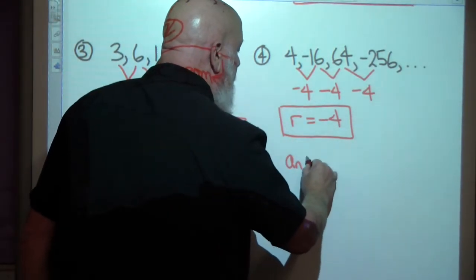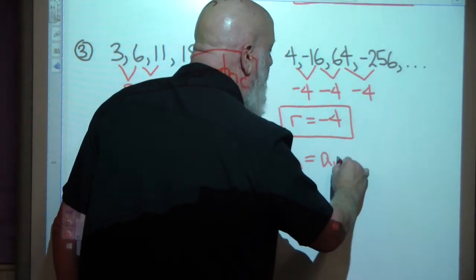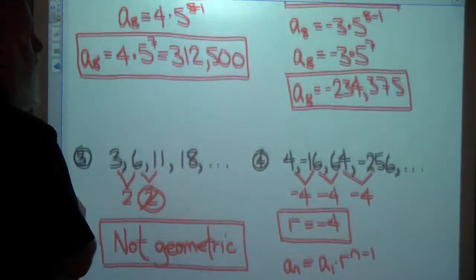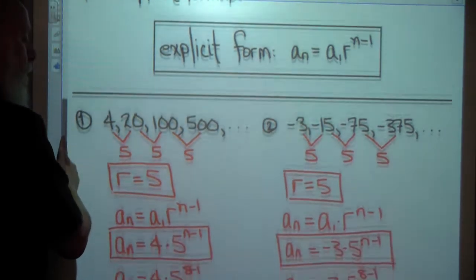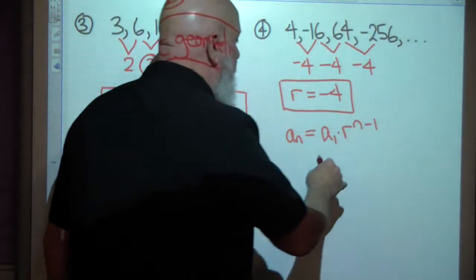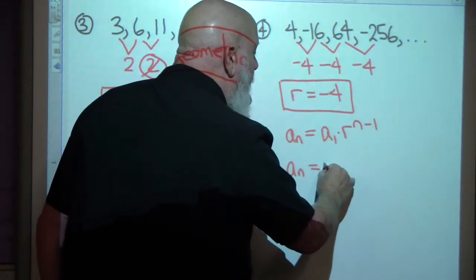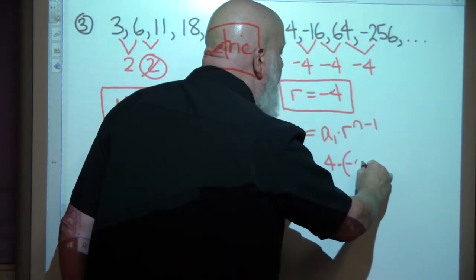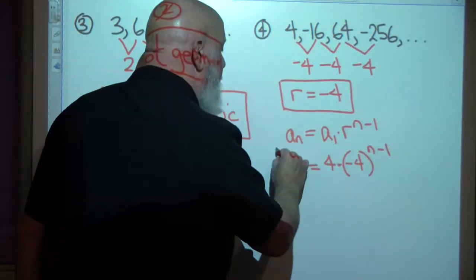So now I want to find my explicit form. A sub n is equal to a sub 1 times r to the n minus 1. That's the general form. We just did the general form of it, and now we're going to make it a specific case for this geometric sequence. A sub 1 would be the first term. R, we just found, was negative 4. Make sure you put that in parentheses. To the n minus 1. And there's our explicit form.